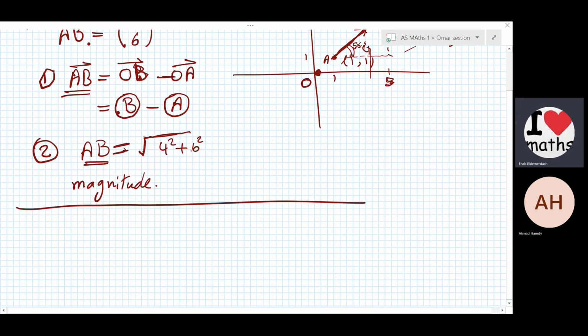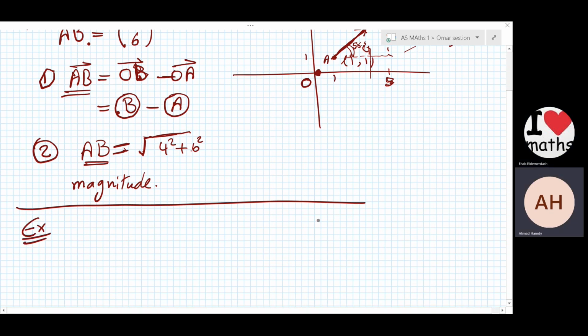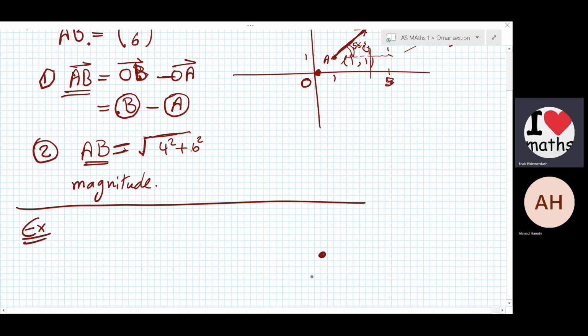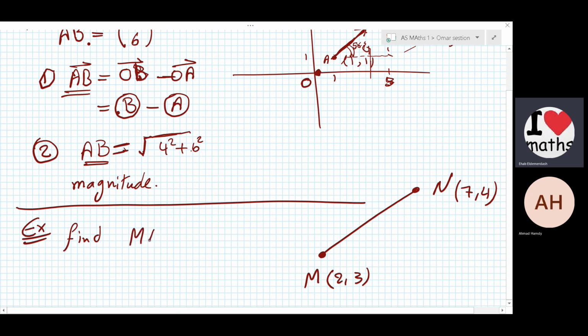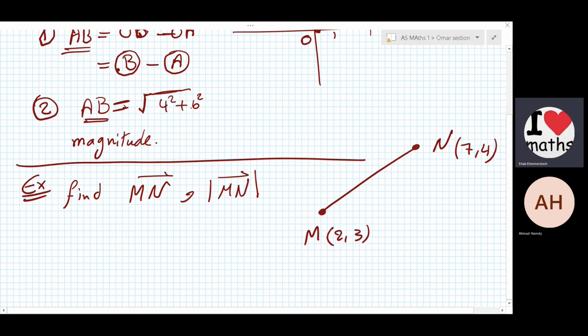Okay, let's go for example about this one. If this is the point A, or let's say the point is called M, which is 2 and 3. And I have another point N, which is 7 and 4. I need you to find the vector MN and the magnitude of MN, meaning the length of the vector.